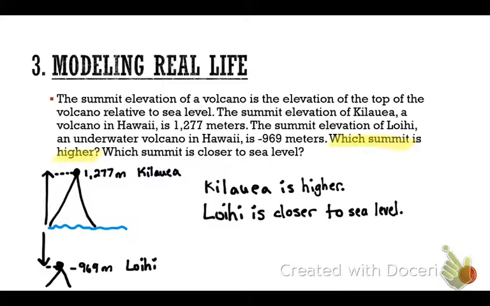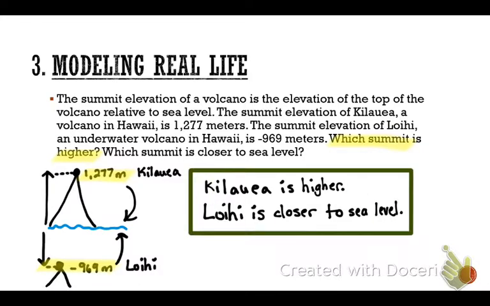All right, so Loihi is closer to sea level, and here's how you can tell. If you remember, this is 1,277 meters from that sea level. But this right here, if I took the absolute value of that, that is only 969 meters from there, which makes Loihi closer, even though it is below. And then we're going to go ahead and box that in because that's our final answer. So remember, always box in that answer. It helps me just to be able to identify what final answer you're trying to give me as a teacher.